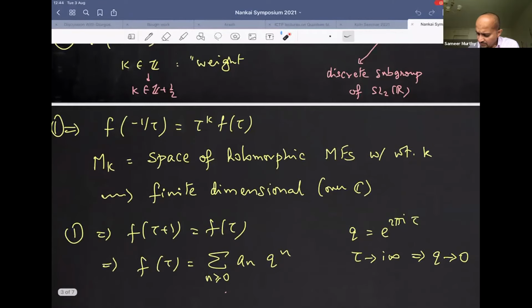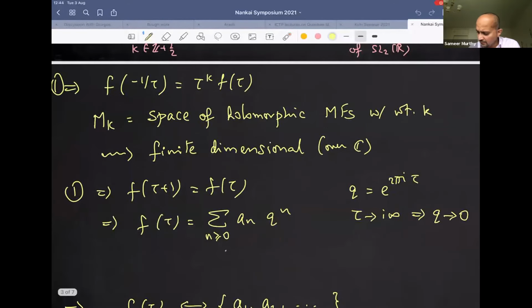But now let's look at another consequence. If you take A, B, C, D to be 1, 1, 0, 1, then you see that f is actually a periodic function, period 1. That means it has a Fourier expansion. Okay, so sum of a_n q to the n, q is e to the 2 pi i tau, a_n are some numbers. And this n here should be an integer.